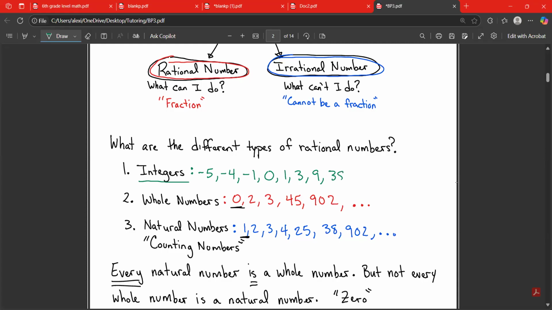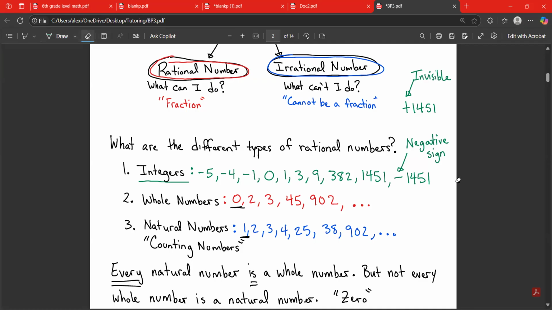So let me skip some. 382, 1,451. Those are integers. But if I have 1,451, I can also have -1,451. This thing in front of my number is called a negative sign. And you might be thinking, why don't we write the positive sign? So positive 1,451. Well, you don't need this. It's invisible.